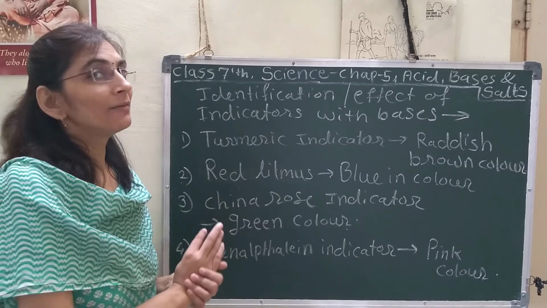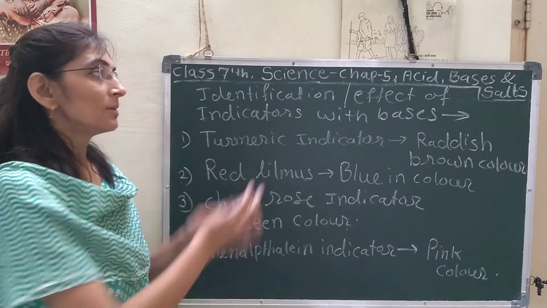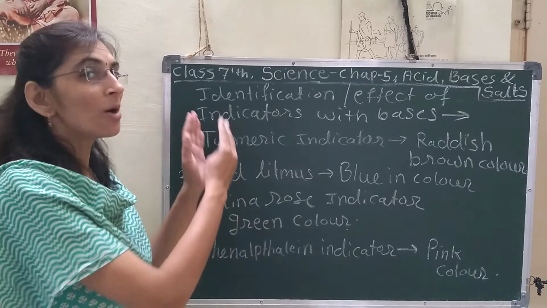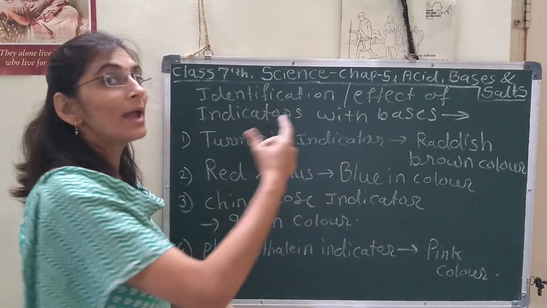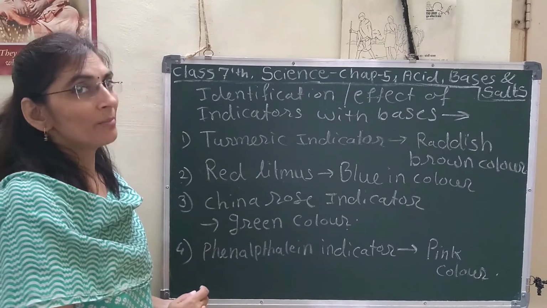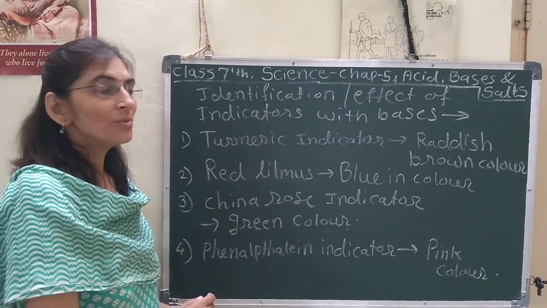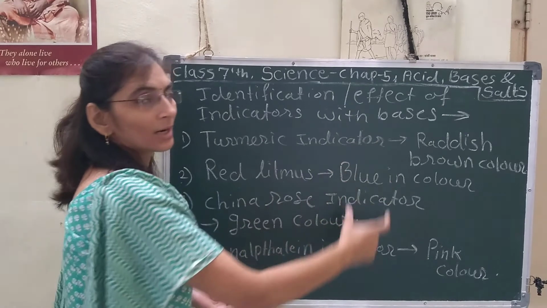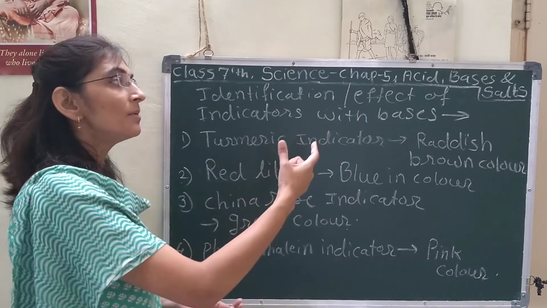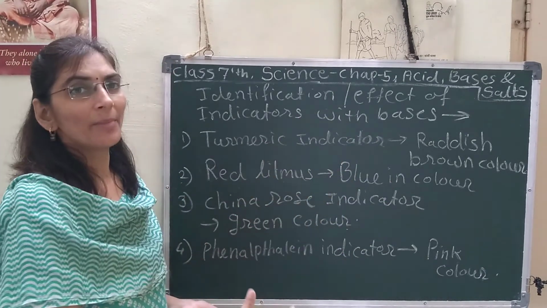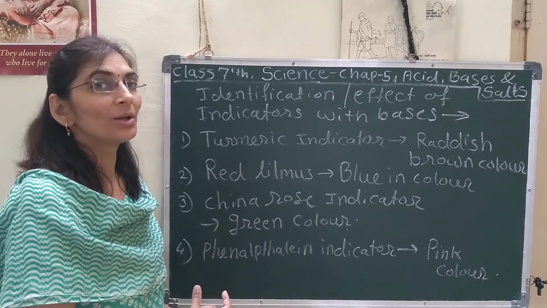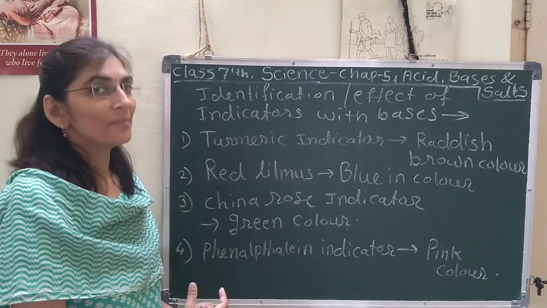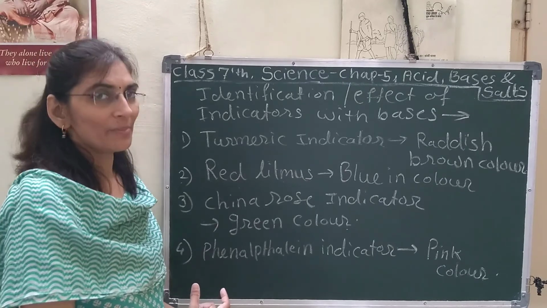The activity is given in your textbook: the names of many substances are given in one column, and you have to identify whether these are acids or bases. You have to write in the next column which are acids and which are bases, and also mention the sources of those particular natural acids and bases.